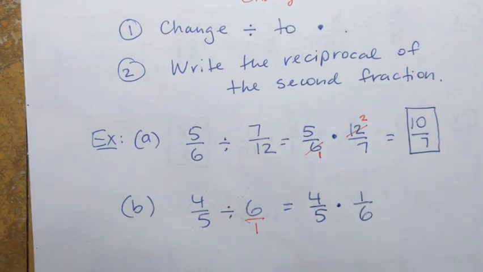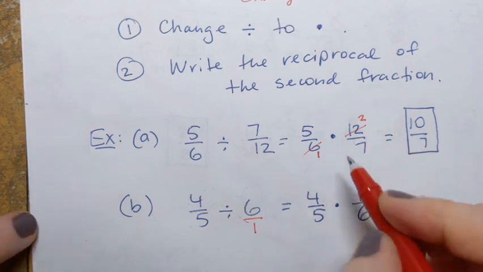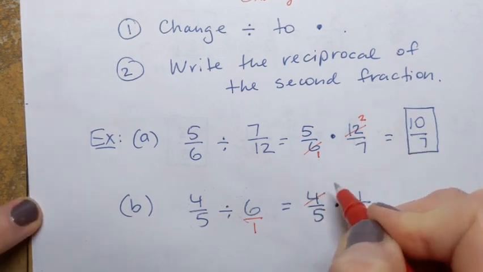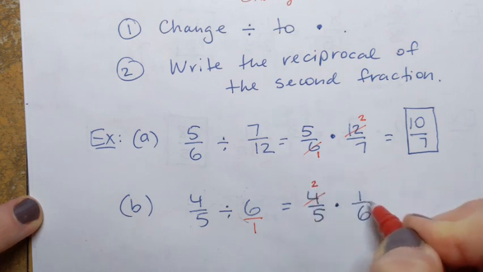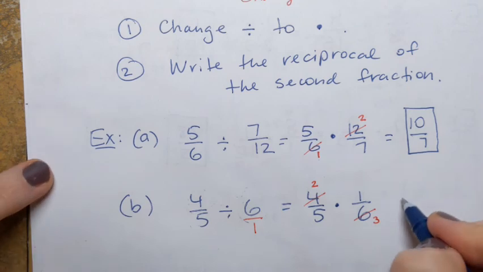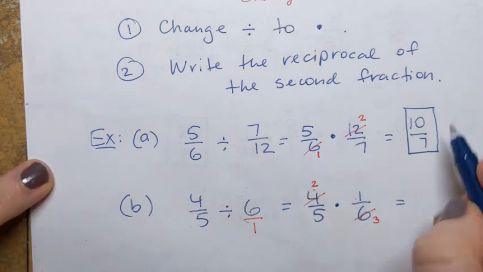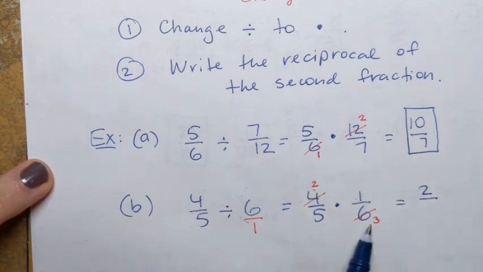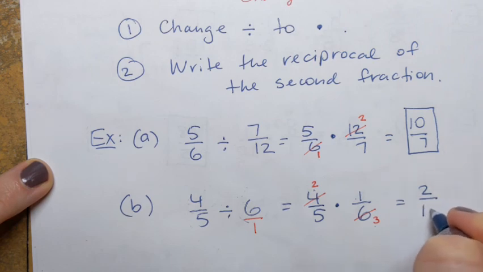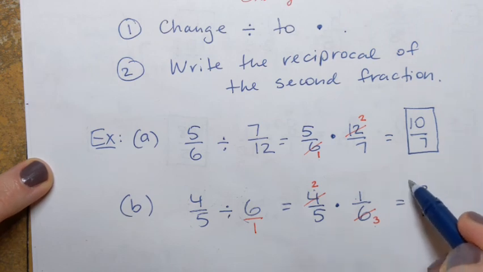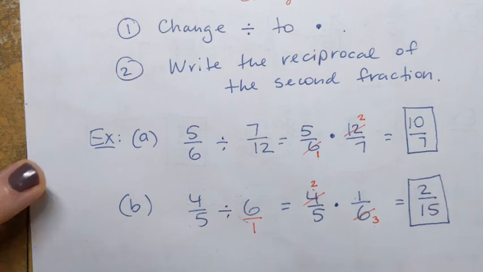And now I'll go ahead and multiply. I can see that 4 and 6 can be simplified here, so I can divide both by 2. 4 divided by 2 is 2. 6 divided by 2 is 3. So that gives me 2 times 1 is 2, and then 5 times 3, that's 15. That will be the answer.